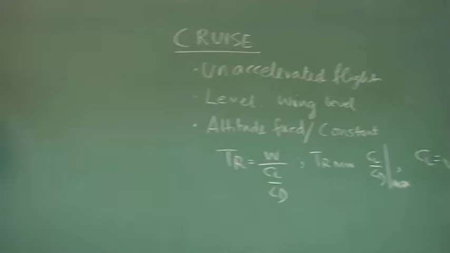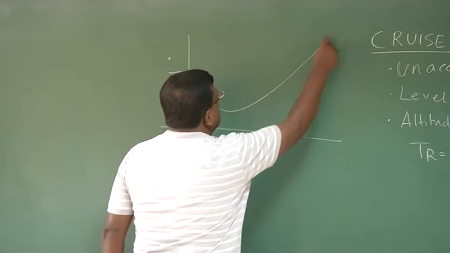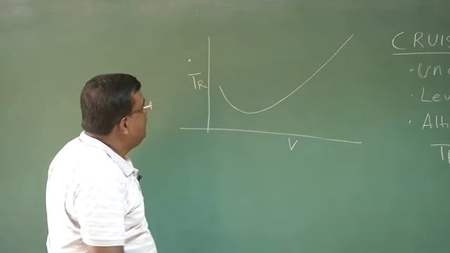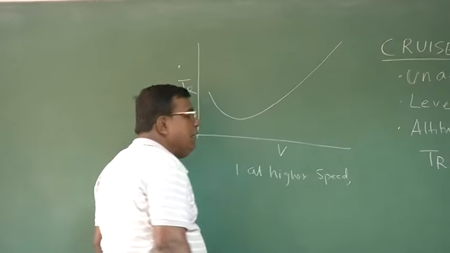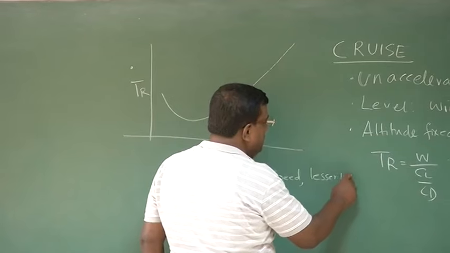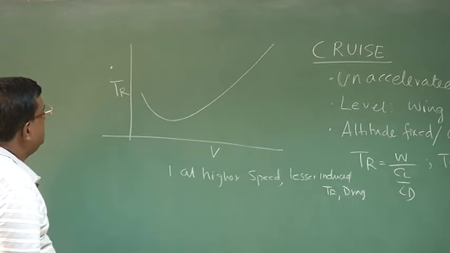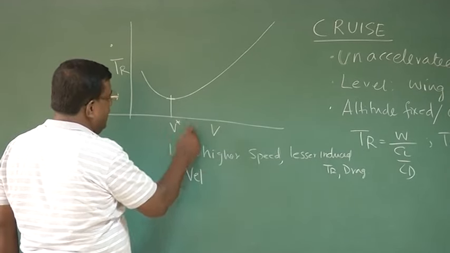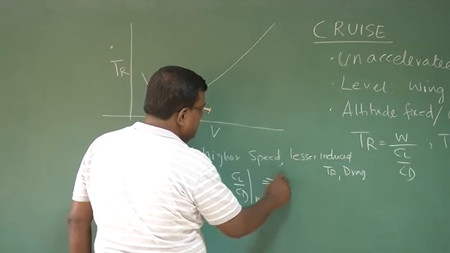Then we tried to understand how I can plot the variation of thrust required versus speed. And we realized that thrust required will follow this trend. We also understood that at higher speed, since the CL required for maintaining lift equal to weight is less, it will have lesser induced thrust required or drag, which are the same. And typically there is a point, if I fly at a velocity given as V star, for which CL by CD is maximum, then I have thrust required minimum.